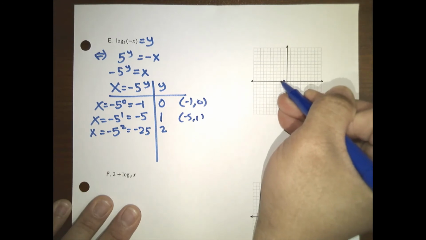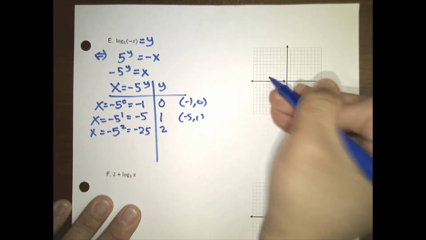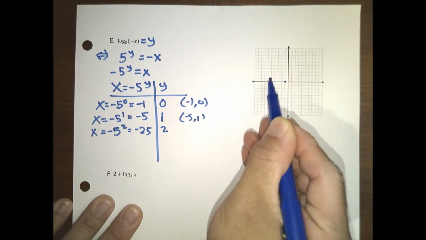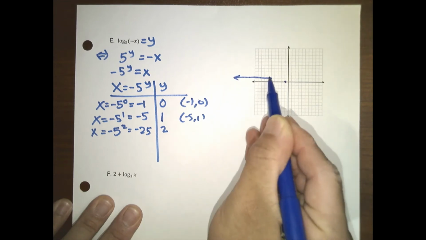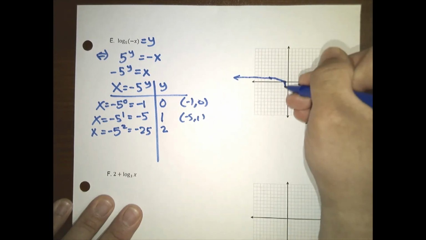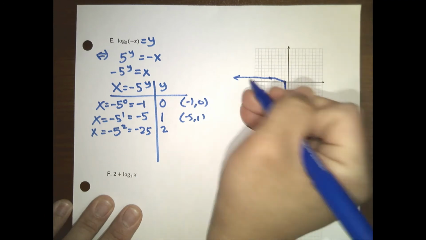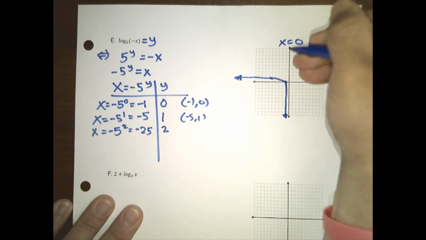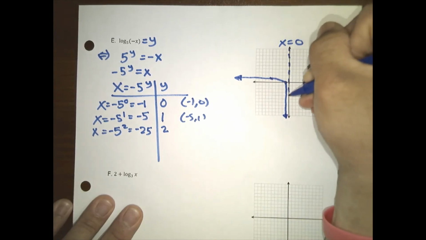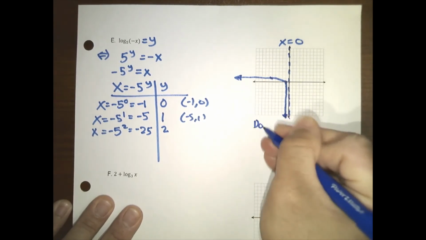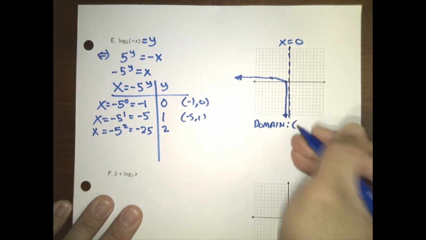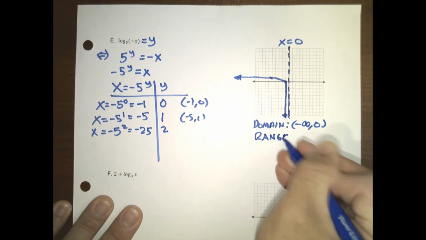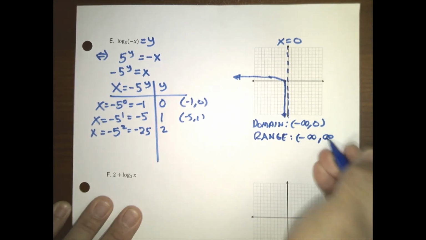So negative 1, negative 2, negative 3, negative 4, negative 5, 1. And then the graph gets extreme pretty quickly, but it just looks like this here. All right, so there's still an asymptote at x equals 0, and the domain is numbers negative infinity up to 0, and the range is all real numbers, negative infinity to infinity.